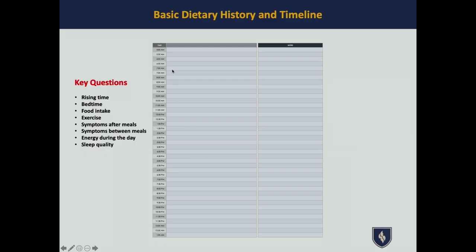In my practice, I do this timeline with these questions on every single patient. And it really helps you identify any type of blood sugar impairment and what kind of factors are involved with the blood sugar impairment. So let me give you some examples.